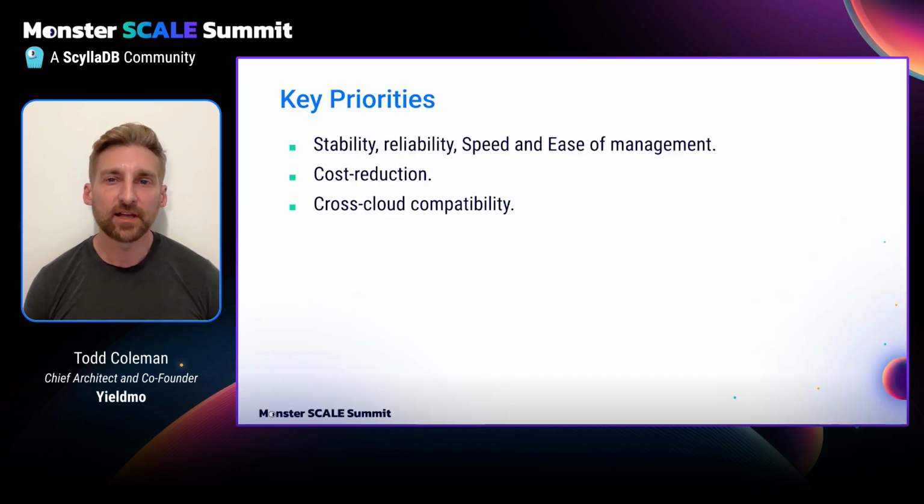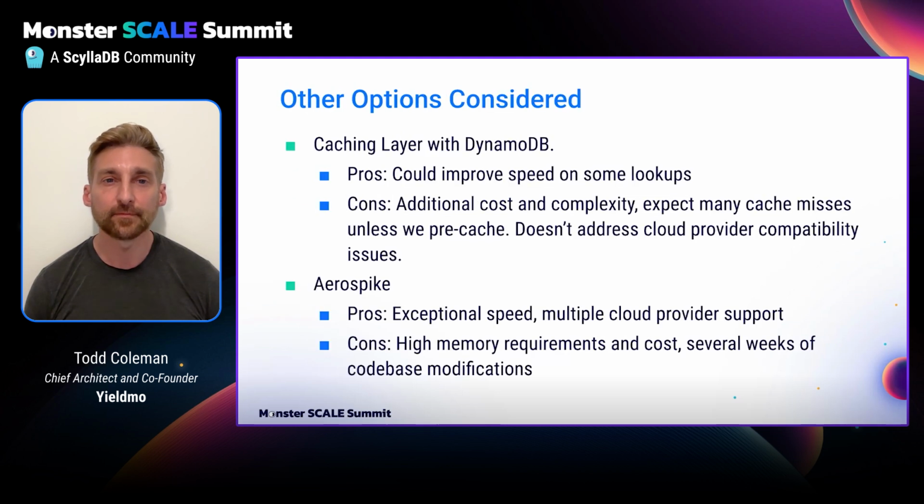In addition to cross-cloud compatibility, we also aim to reduce costs while maintaining speed, scalability, and reliability. These were non-negotiable criteria for us. Our simplest option would have been to stay with DynamoDB and add a caching layer. However, we quickly determined that caching couldn't fully compensate for geographic latency. Cache misses would be even slower, making this approach impractical.